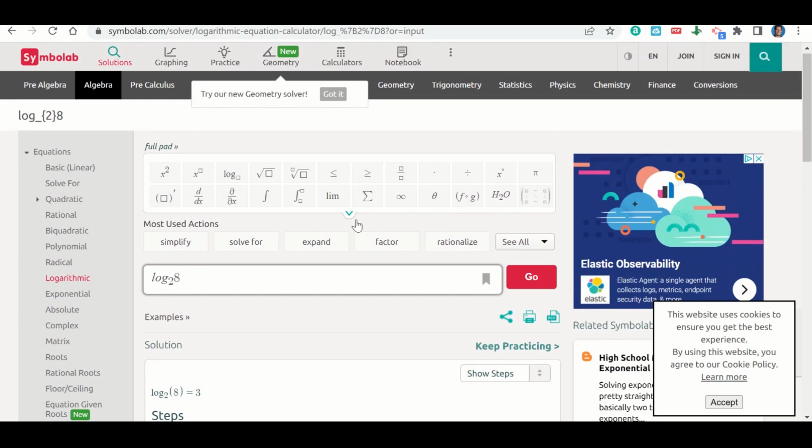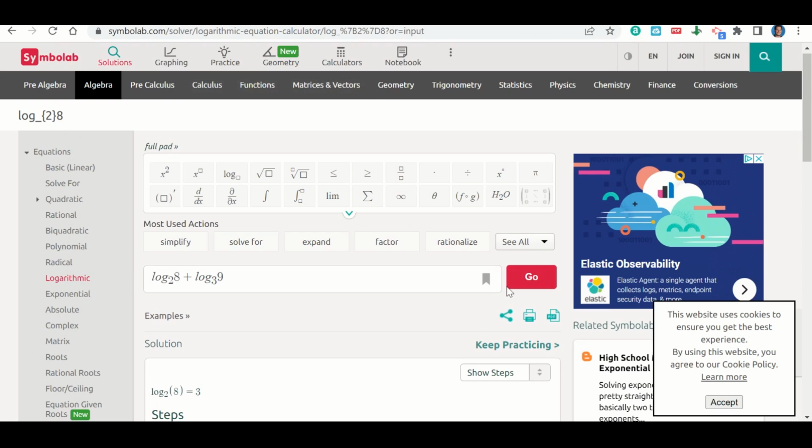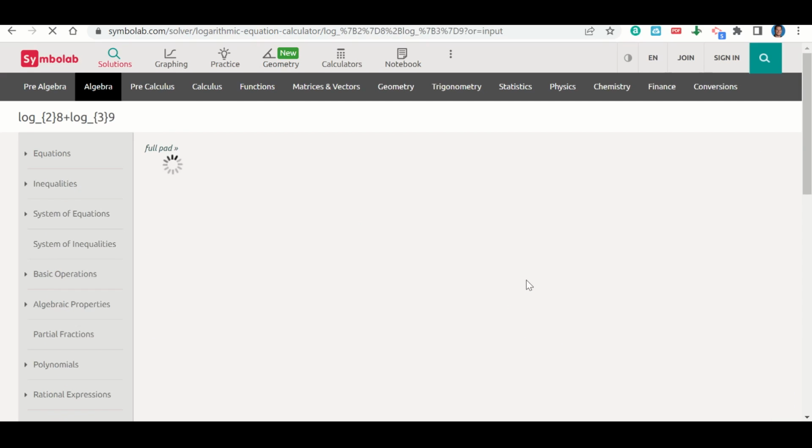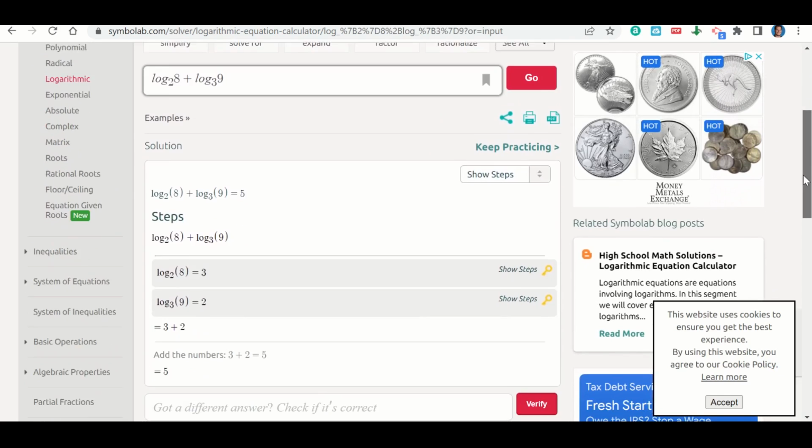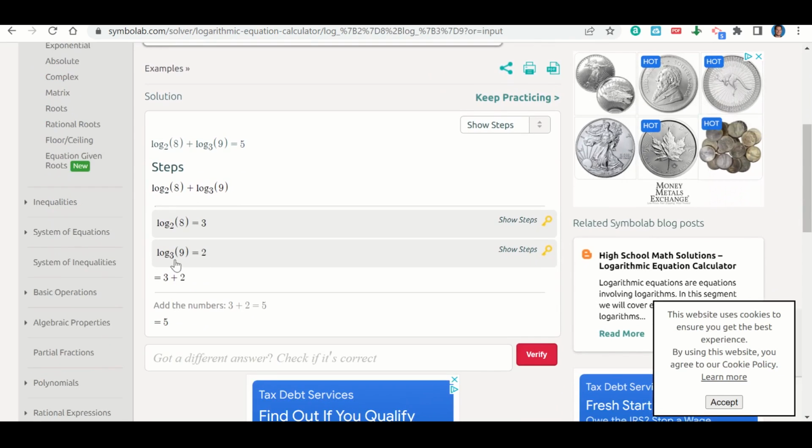Now let's say there was more to it. So let's say it was log base 2 of 8 plus log base 3 of 9. Well, we can go ahead and click go again. And this time it tells me that the answer is 5, because log base 2 of 8 is 3 and log base 3 of 9 is 2. So therefore the answer is 5.